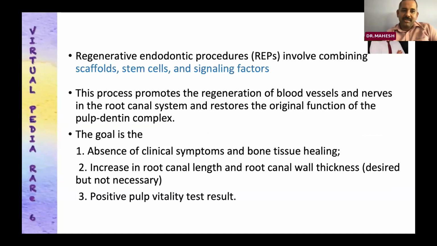any regenerative procedure. You need a scaffold, you need stem cells, and you need a signaling factor. So these are the three important things when we plan for any regenerative procedure. The goal of regeneration is the absence of any clinical symptoms. We see good bone healing, an increase in root length and root wall thickness, and positive pulp vitality testing. So these are the major three goals when we do regenerative procedures.